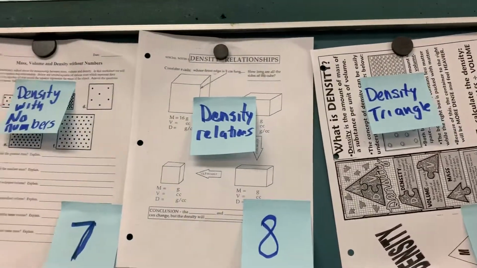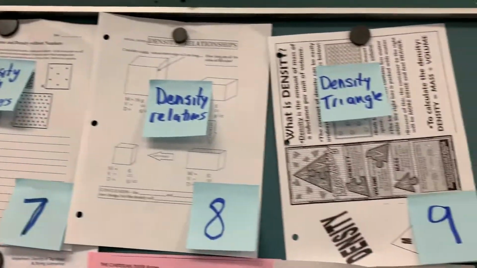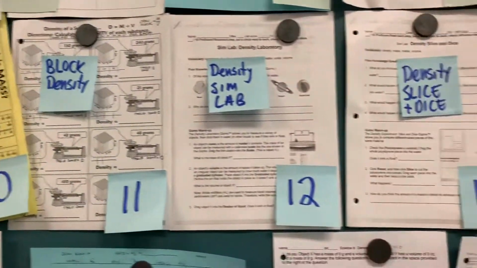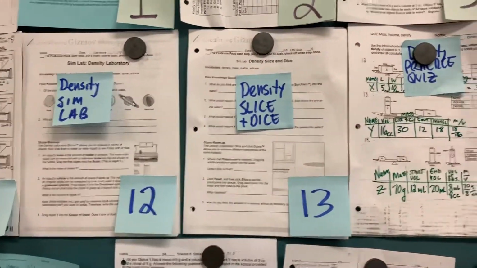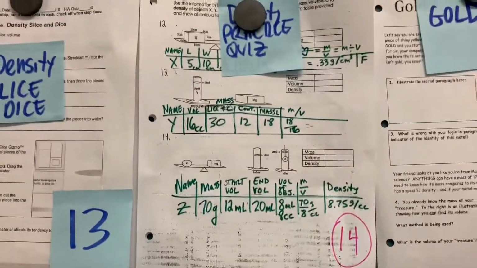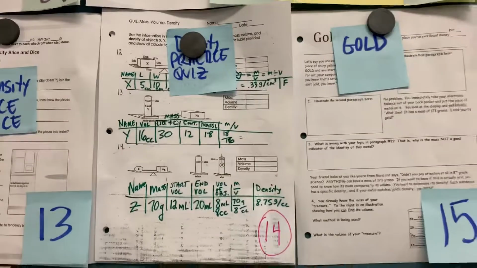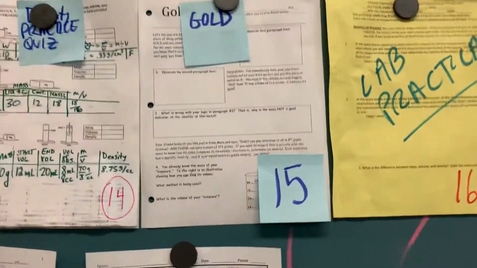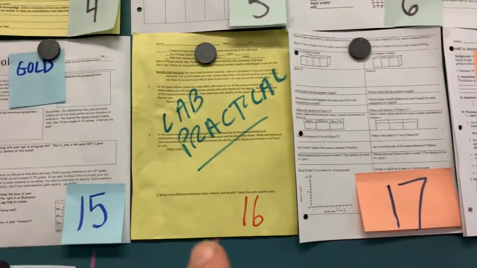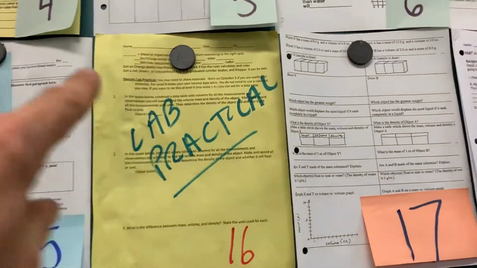We did some visuals, some things around what density is visually. We reminded ourselves about mass and volume. We did a few sim labs on that. We reminded ourselves how to figure out the mass and volume of a variety of objects, and we looked at gold and thought about how to do that with gold.